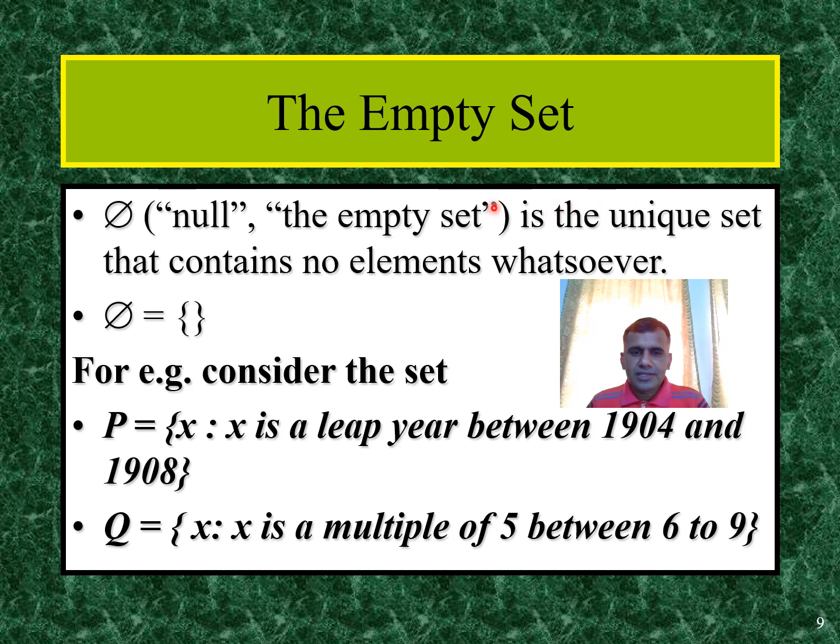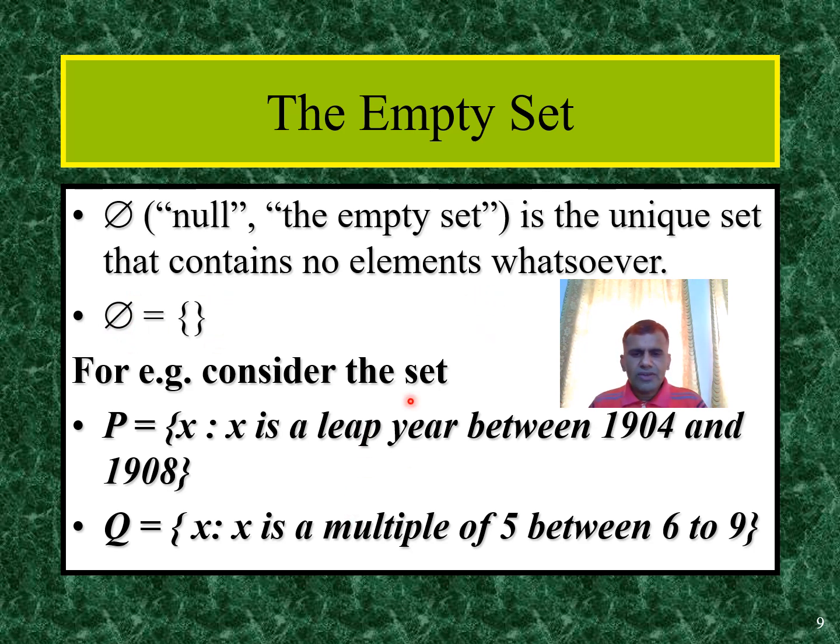The empty set, the null set, the set which contains no element. This is the symbol of empty set. It's phi, null set, empty set. It is the unique set that contains no elements whatsoever. So phi can be written like this. Null set can also be written in these two ways: one is phi and the other is curly brackets with no members in it.